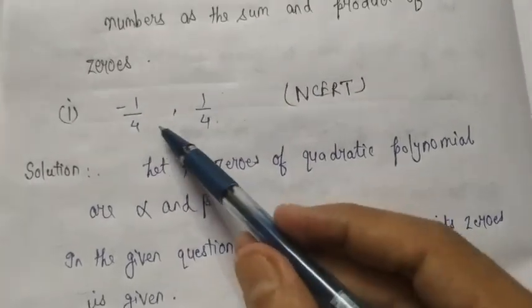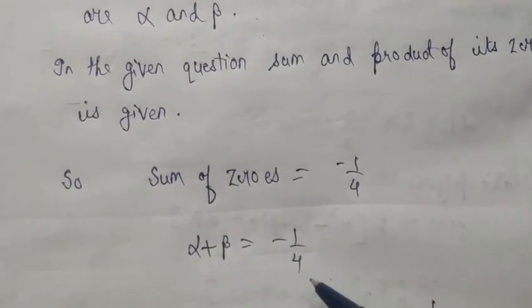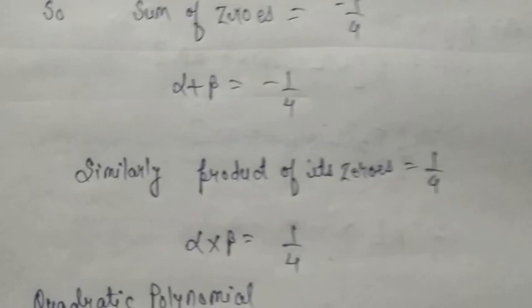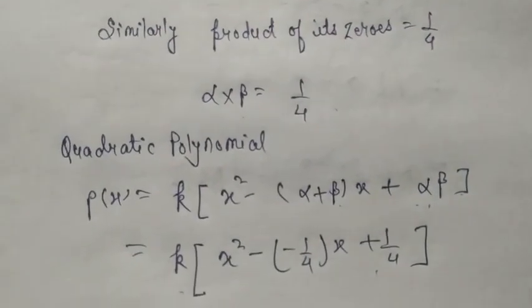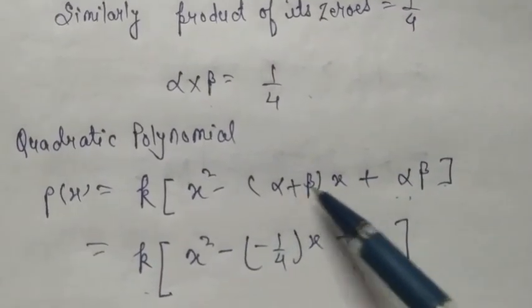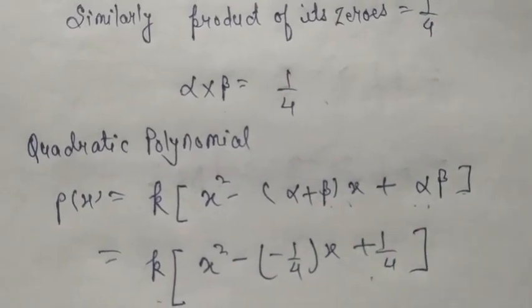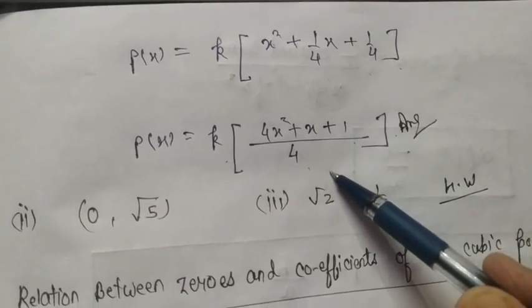So their sum is given 1 minus 1/4, so the sum is -1/4, that is, alpha plus beta is equal to -1/4, and the product is 1/4, so alpha into beta is 1/4. After that we want to get the quadratic polynomial, so I put the value of alpha plus beta in the desired expression, and finally we got the answer after solving it.